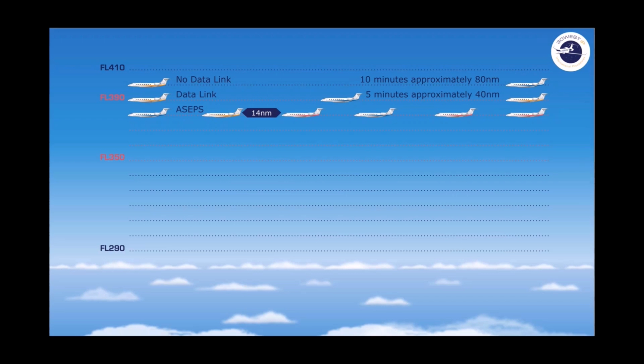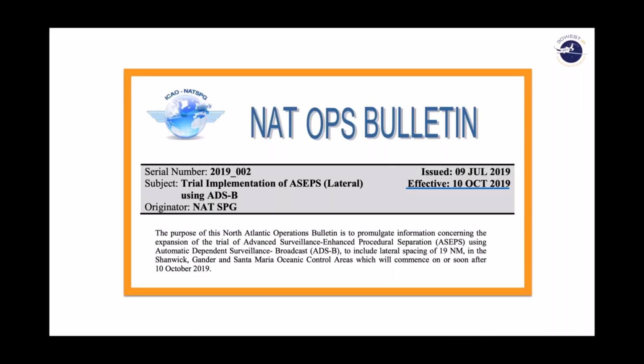So ASEPS initially, starting in March, only reduced longitudinal separation, and it reduced it to 14 nautical miles. You could see this employed at higher altitudes as well as lower altitudes. That just sets the stage. We had a much more expansive discussion of that in our March webcast. For the lateral implementation, which goes into effect on 10 October, about 5 weeks from now, actually.